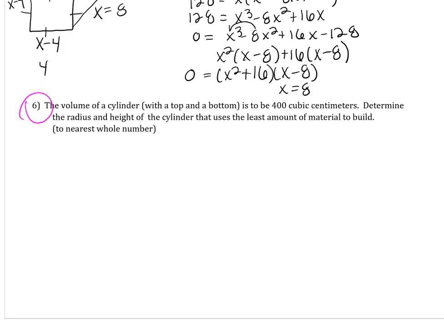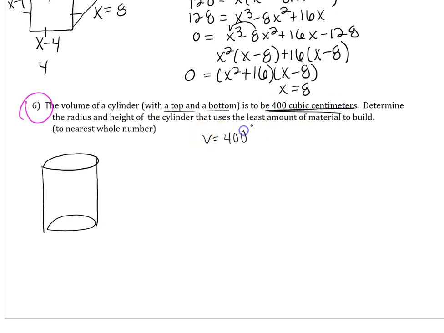Okay, last problem I'm going to do is with the cylinder. The volume of a cylinder, which, remember, a cylinder looks like this, with a top and bottom, is to be 400 cubic centimeters. So they're giving you volume. I want to determine the radius and height of a cylinder that uses the least amount of material. Whenever we're talking about material, that's surface area.